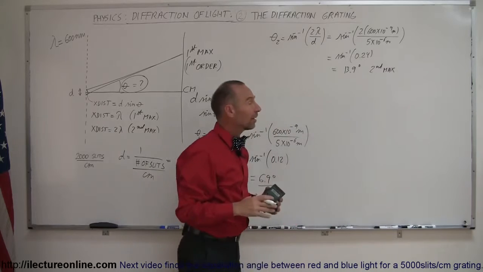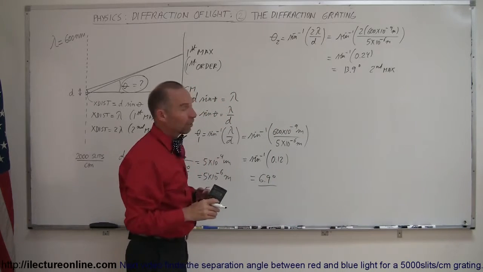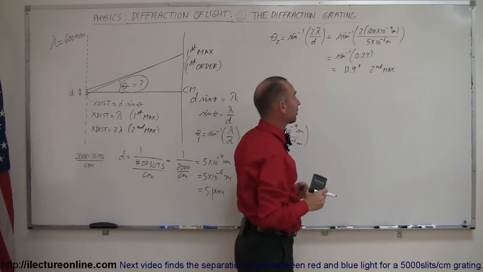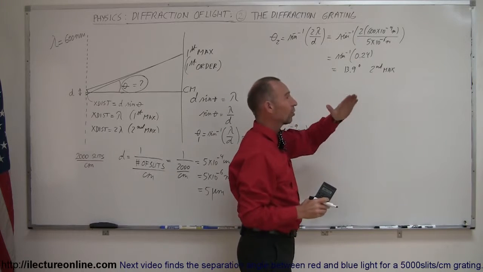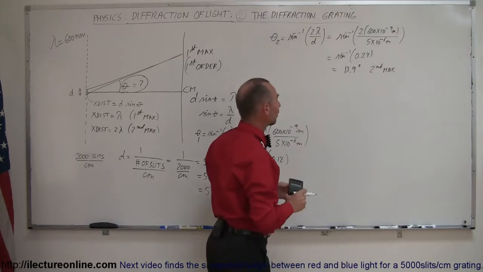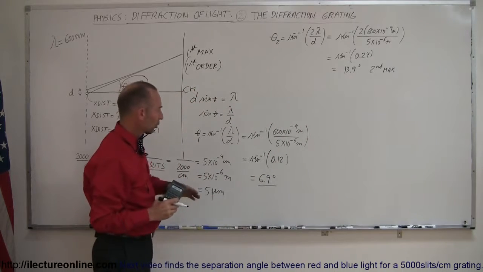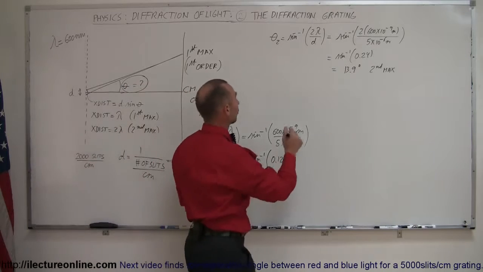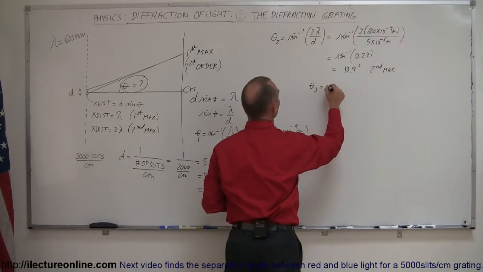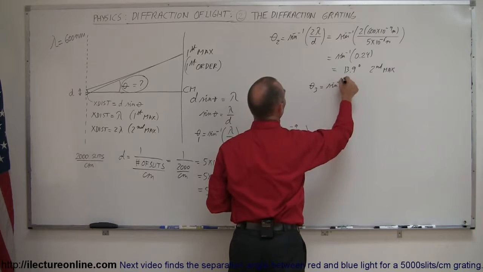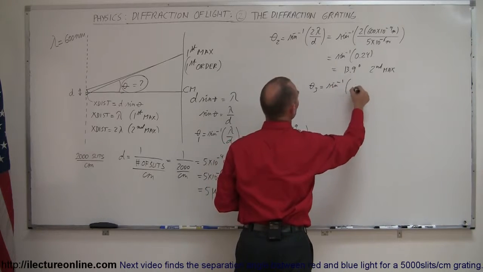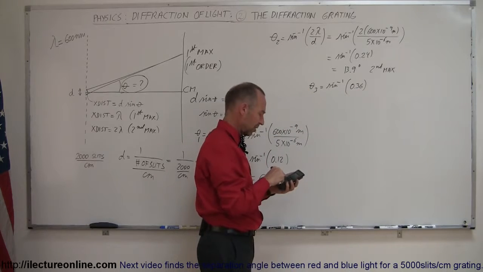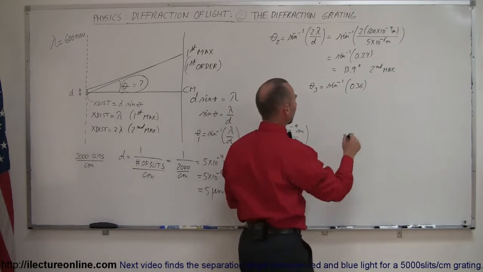Now you can see how that is definitely limited, because eventually we're going to get up to the arc sine of a number that's greater than 1. Of course, you can't find the arc sine of that, which means the angle is so large you no longer see a bright fringe. So the next one will occur when we have 3 lambda. To find theta sub 3, we need the arc sine of 3 lambda divided by d, which will be 0.36. Take the arc sine of that, we get 21.1 degrees.